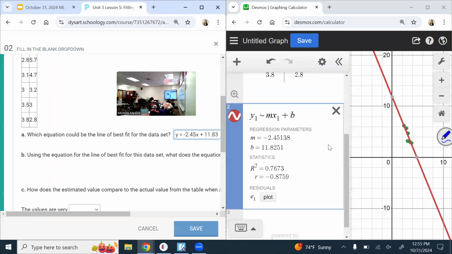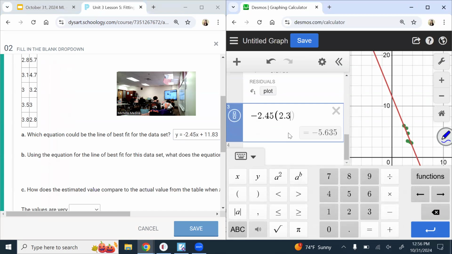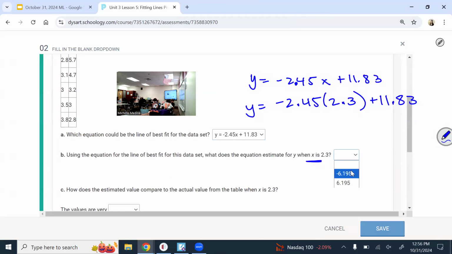So I'm going to, in my calculator, solve that. And the y value that I get is 6.195. So that is my predicted value.